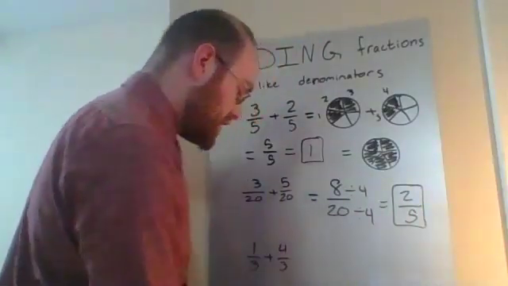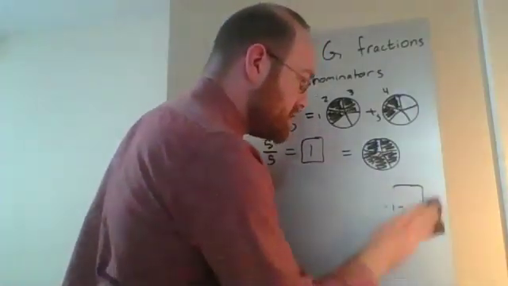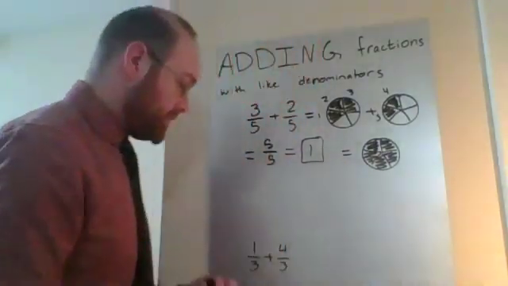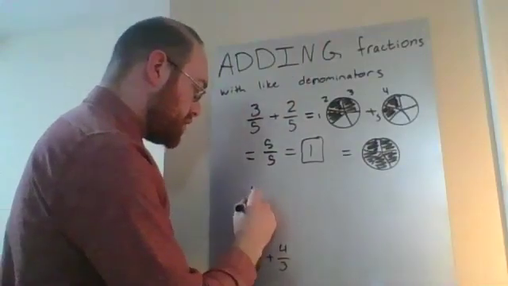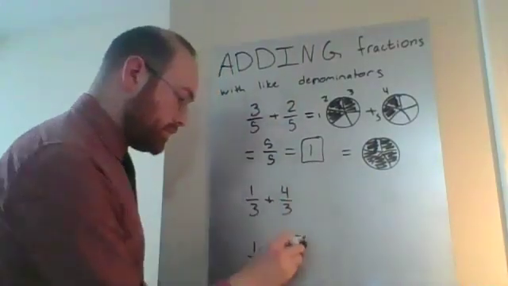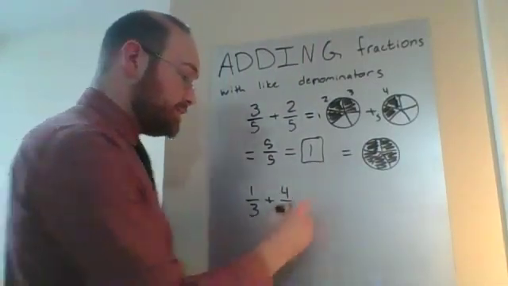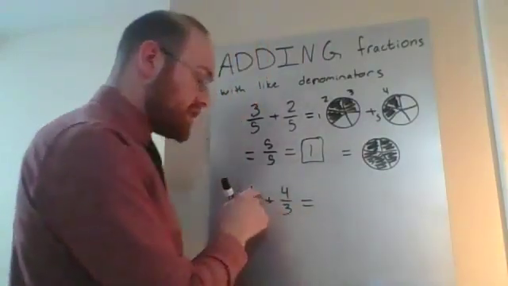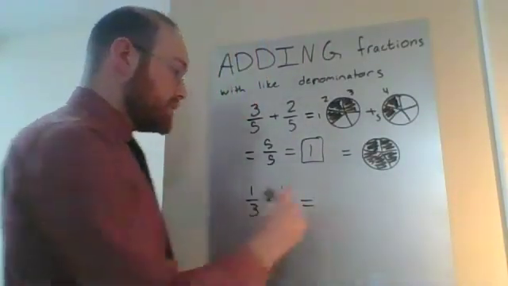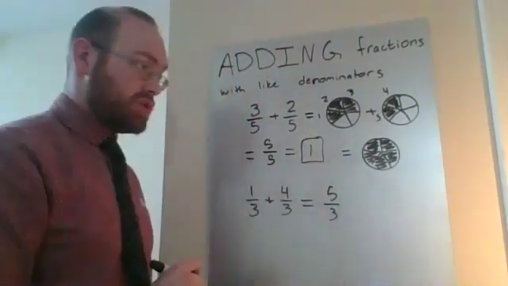Now it doesn't quite look like there's enough space for that last example, so I'm going to erase this one and write it a little higher up. So it's 1/3 plus 4/3. Now, since we have a common denominator of 3, all we have to do is add together our numerators. So we have 4 plus 1 is 5, and 5 over 3.